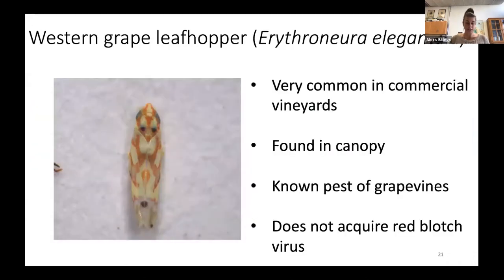First is the Western grape leafhopper. This is a very descriptive name for this insect, as it's very common in commercial vineyards. It's found predominantly in the canopy of the grapevines, and it's already a known pest of grapevines. However, in our survey, it did not test positive for red blotch virus. So it definitely is a question, why are we looking at it? It's because it's just so common and it's already a pest that we want to make absolutely sure that it is not a vector.